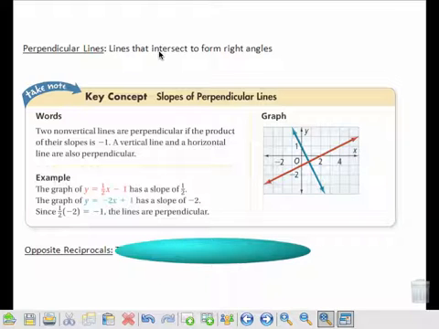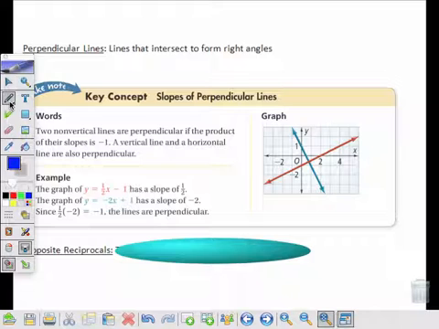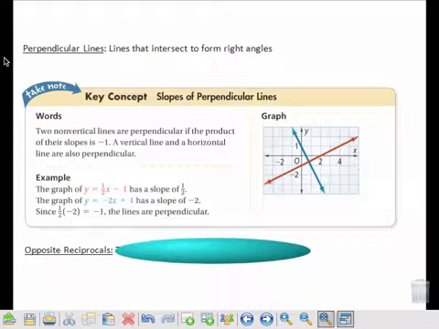So notice this line is falling, so what would the slope of this line have to be? This blue line, negative. This line is rising, the red line, so what would the slope of that one have to be? Positive. So one has to be negative and one has to be positive. The other thing, they have to be opposites. One has to be positive, one has to be negative. The other thing is the slopes are reciprocal.